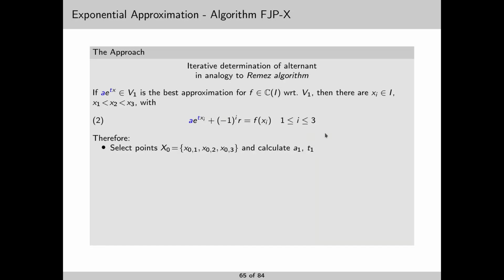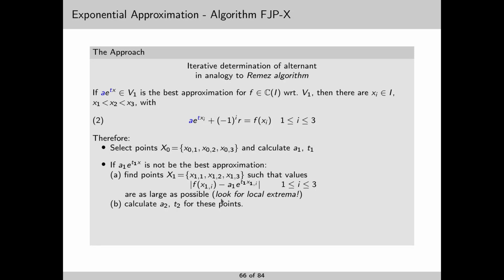Most likely, a1 and t1 will give us not the best approximation, that is, its error function will not have an alternate. Therefore, we determine a new set of points, x1. They should be local minima of this error function, and of course the signs of the values of the error function at these points are alternating.